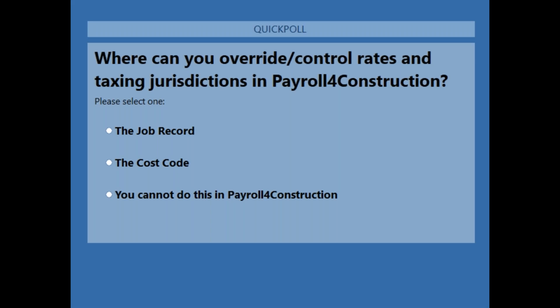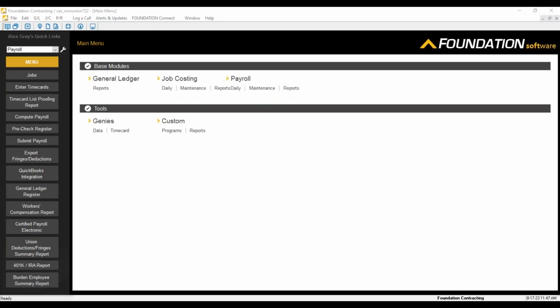All right, looks like we got everyone answered here. So we'll go ahead and close this poll. The correct answer here was the job record. So again, it can tie in the corresponding taxing jurisdiction as well as the list of pay rates, what's going on for the union contract, the prevailing wage job, the government contract can be tied to that job record inside the database here.